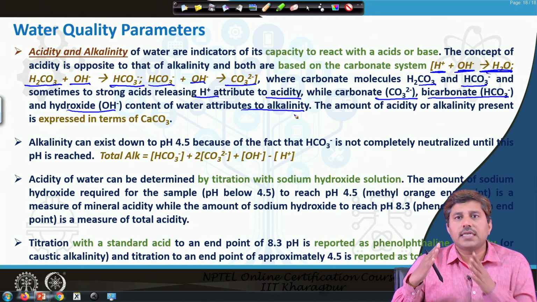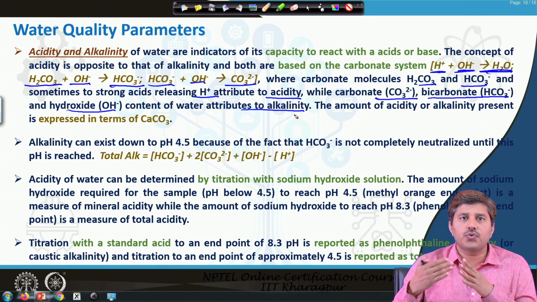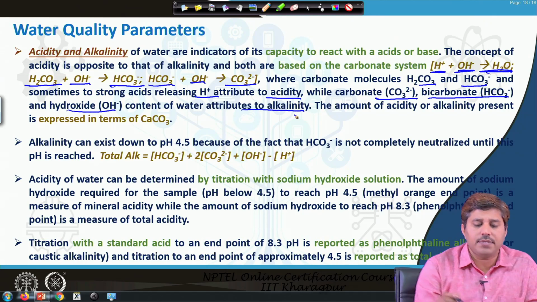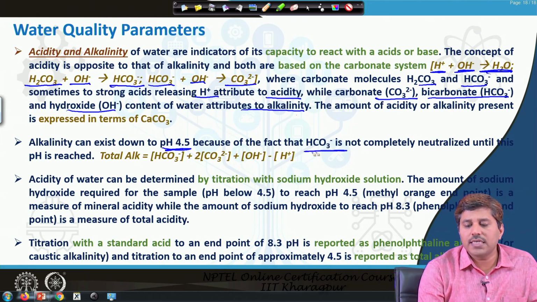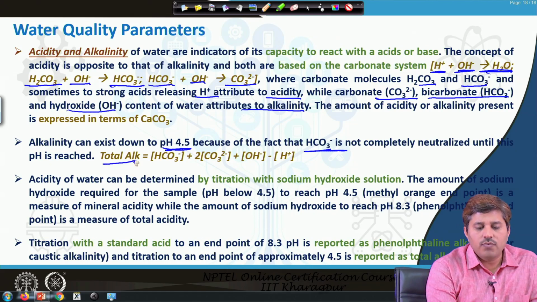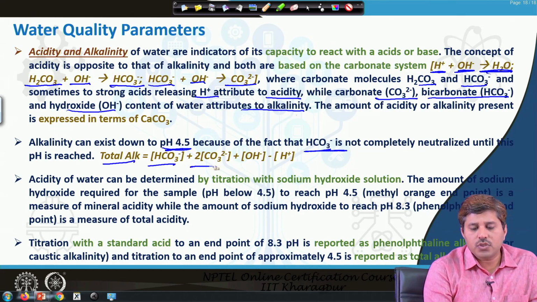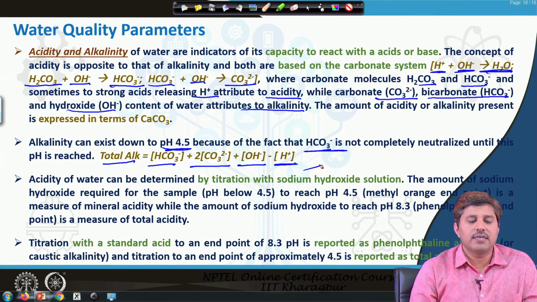Generally people say that water above 7 is alkaline, but that is not totally true, because if we end up determining the alkalinity, alkalinity can be as low as pH 4.5, because HCO3 minus cannot be completely neutralized before this pH. So, the total alkalinity will be HCO3 plus twice the carbonate available plus OH minus H ion. This is what gives us the total alkalinity.